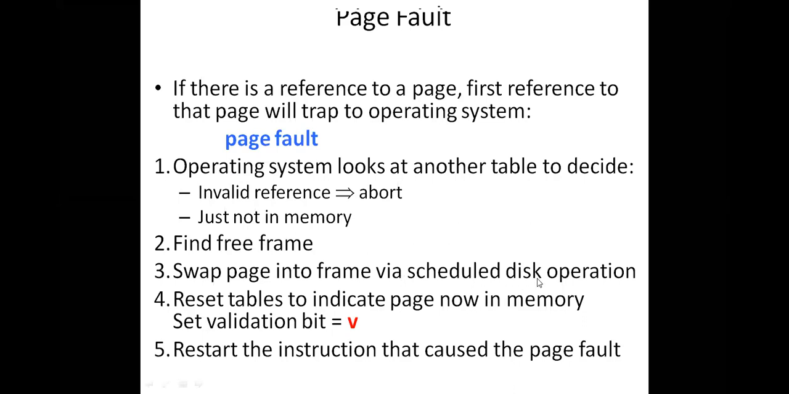Why disk operation? Secondary memory means disk. Backing store is nothing but a disk here. So we need to check for the page in the disk, take the page from the disk, and keep it in the main memory free frame. After keeping the page in the free frame, we need to reset the page table. That means now the page is in main memory, so we need to change the I to V, valid. And next, restart the instruction that caused the page fault.